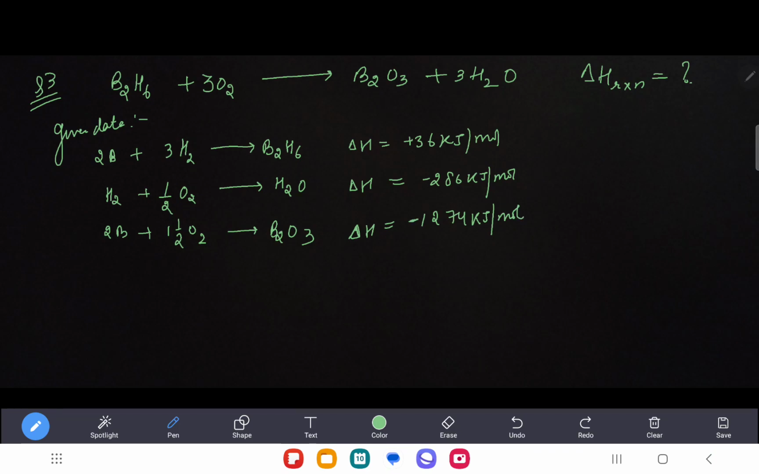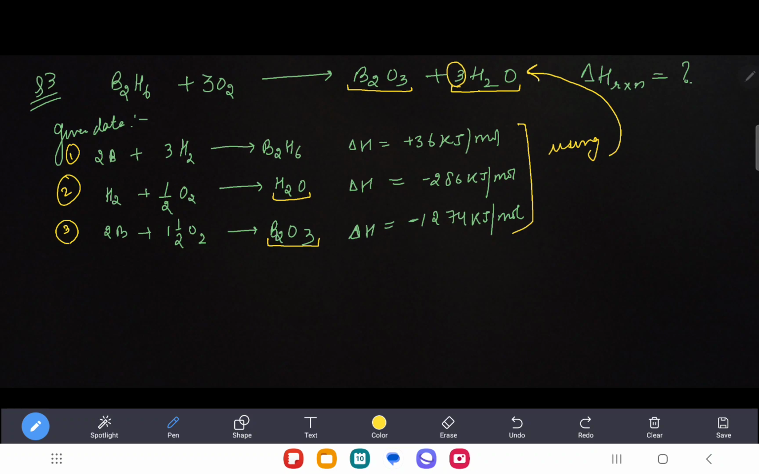You understand? So, this is the reaction, right? Now, understand what is my equation? B2O3 I need on the right hand side, and that is in the given data also on the right hand side. So, no need to reverse it. I need H2O on the right hand side, so it is on the right hand side. The only thing is that, I need 3H2O because these are the equations. Using these equations, I have to actually frame this main equation. The answer to the question shall follow automatically.